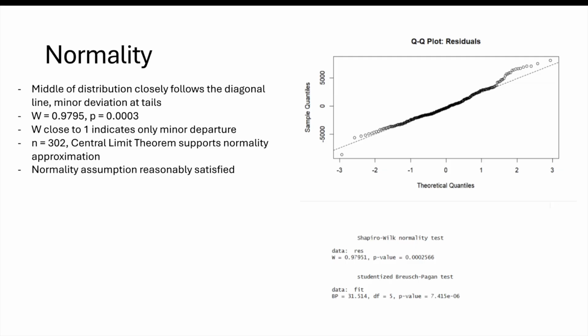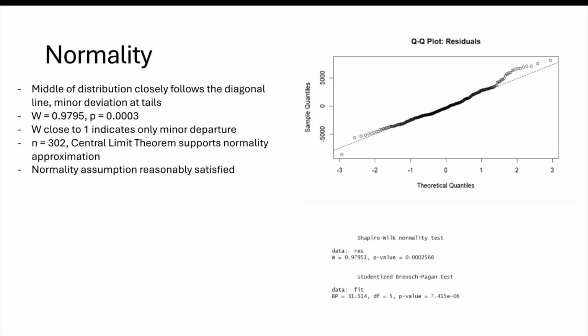In our plot, the middle portion of the distribution tracks the line very closely, which is encouraging. There is some deviation at both tails. The lower tail dips slightly below the line and the upper tail curves above it, but this departure is relatively minor and not dramatic enough to be alarming.